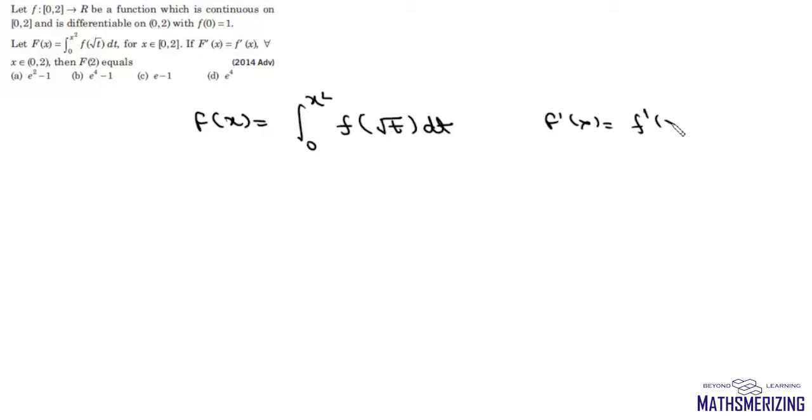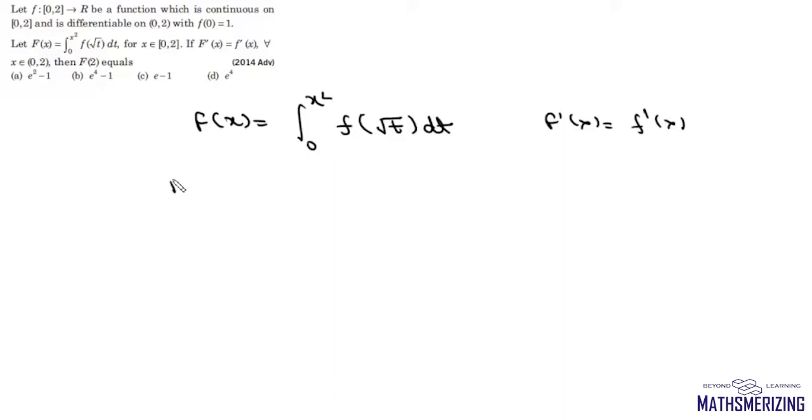Now here the question is, we are given this function f(x), and it is this integral from 0 to x square of f under root t dt. Now it says if f'(x) is equal to small f'(x), then find the value of f(2).